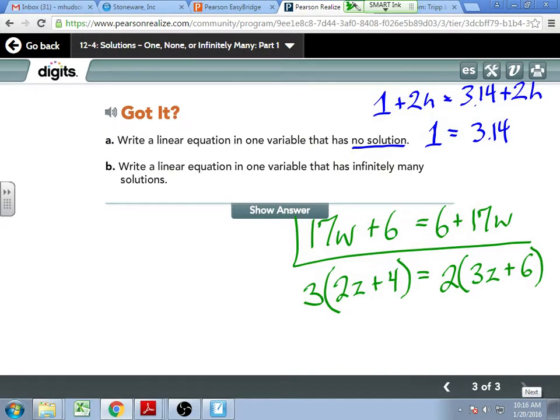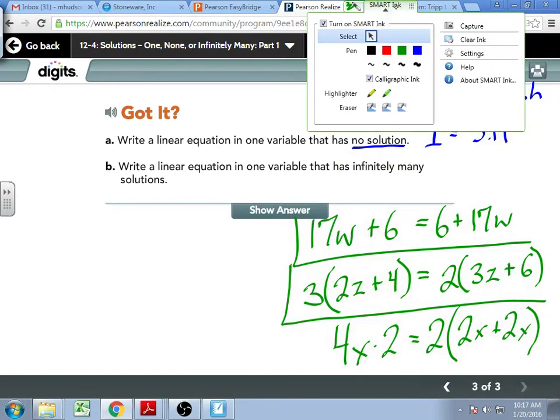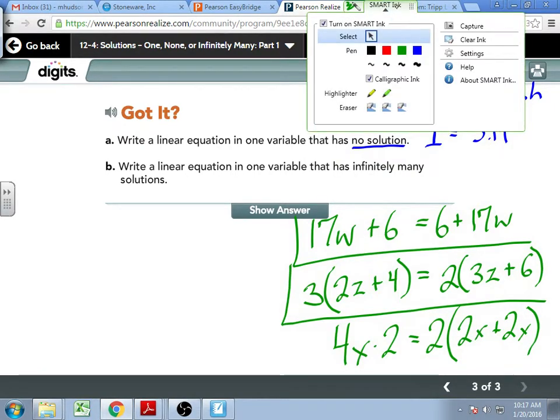Brown? So could we do 4x times 2 equals 2, the quantity of 2x plus 2x? Yep. Because you'll end up with 8x on both sides. So lots of options for what we could do for infinitely many. Just make your left side equal your right side.